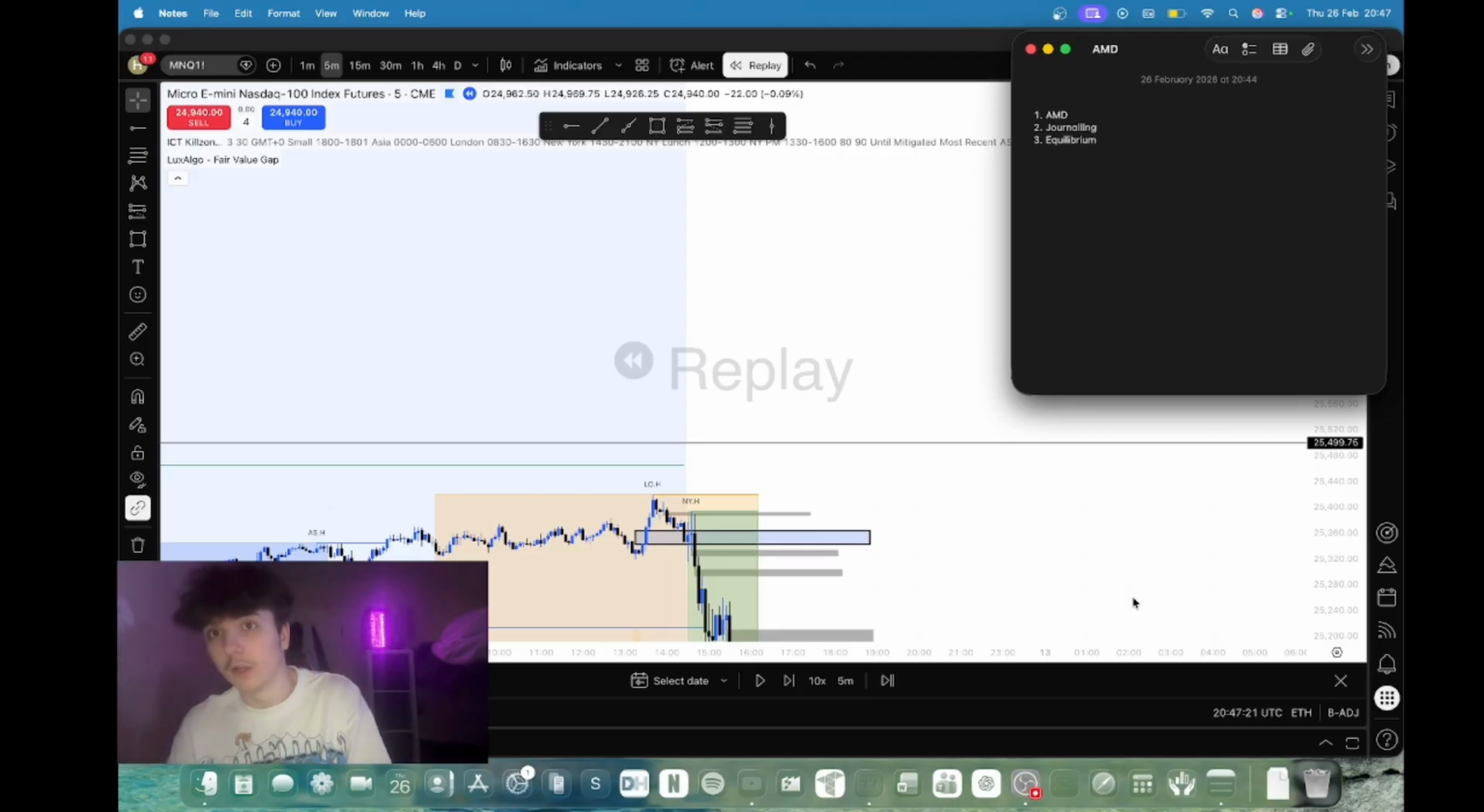Next, journaling. This is one of the biggest parts of trading. You might think once you've learned all the different confluences and you know your strategy and you know your edge and you've back tested it, you might think, yeah, cool, I know exactly what I'm doing. I'm going to start trading. I'm going to start making money. Does not work like that.